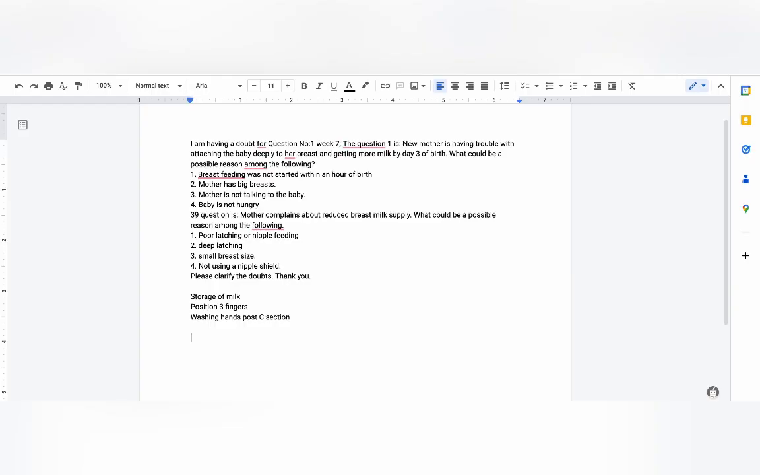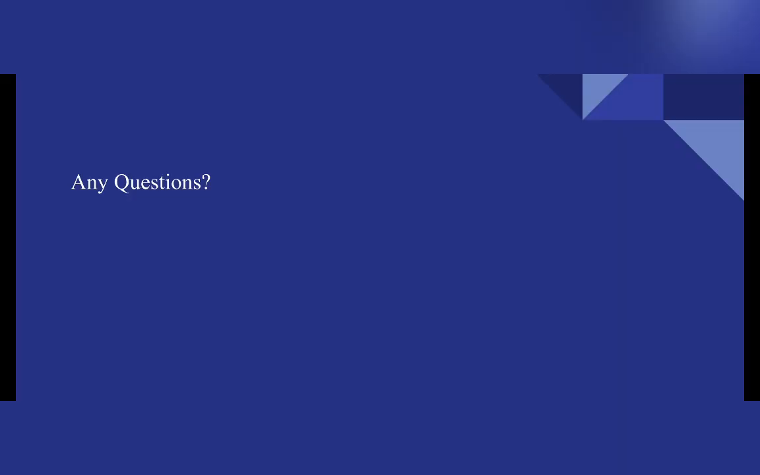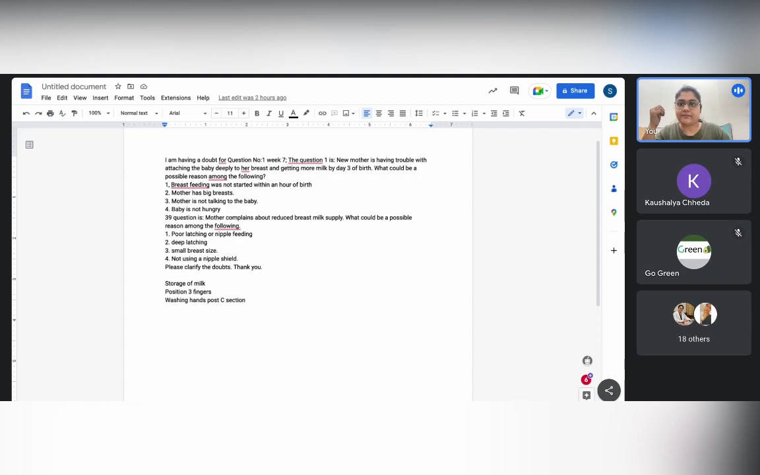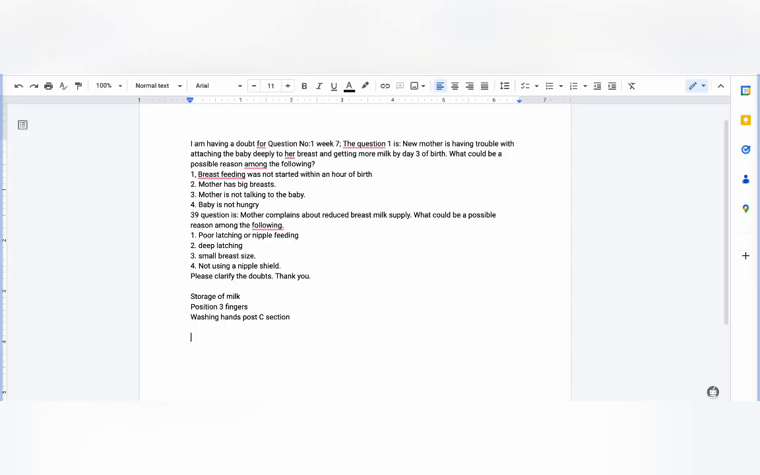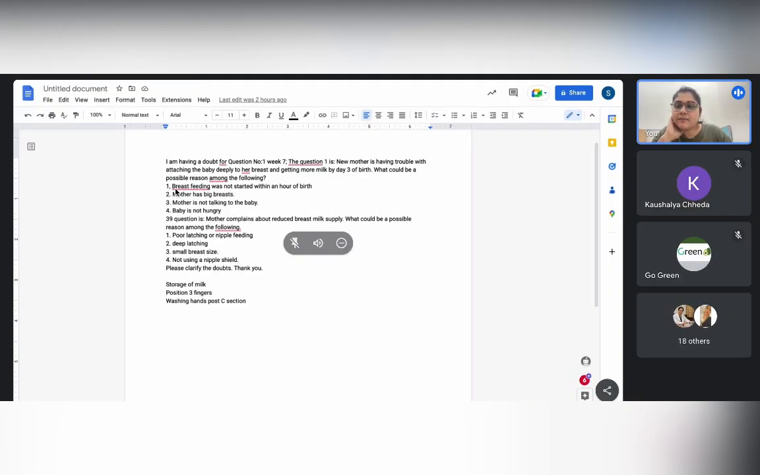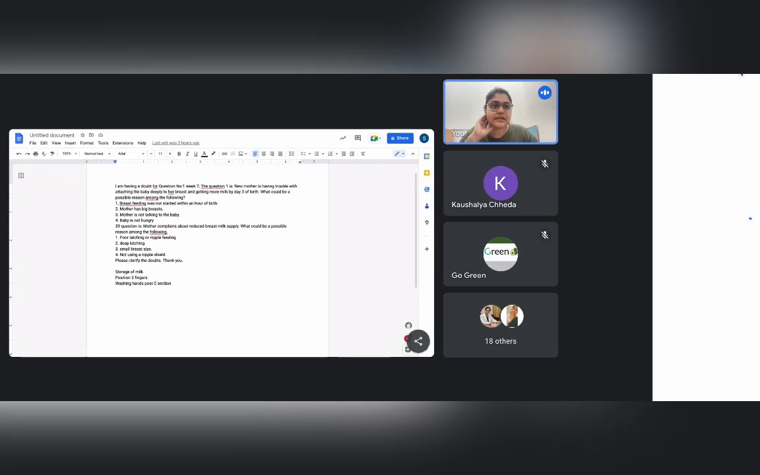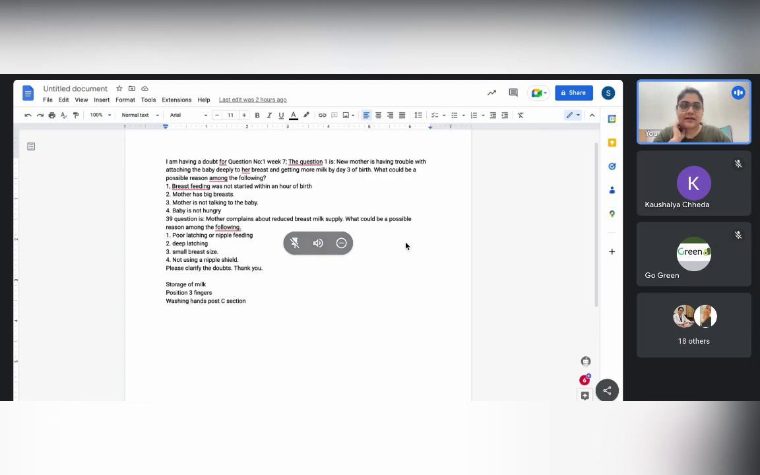So if we see the options, yeah, maybe I'll just share this. As you can see the options, option 1, breastfeeding was not started within an hour of birth. So this should be the correct option. Okay. So I think the person who had put this query, your doubt has been cleared. Yeah, yes, ma'am. Thank you.